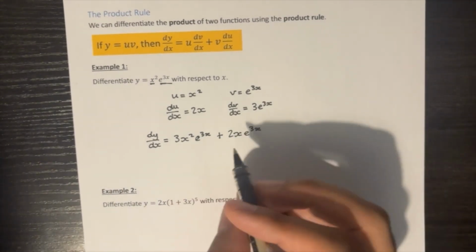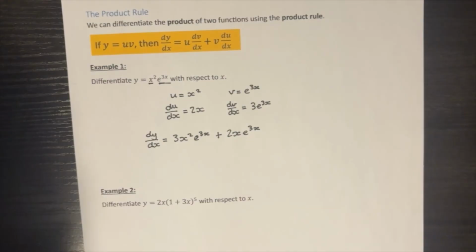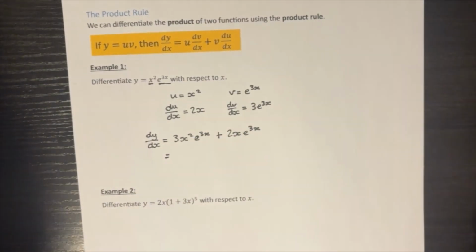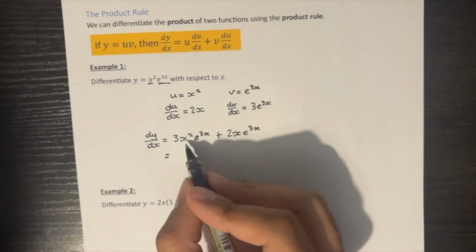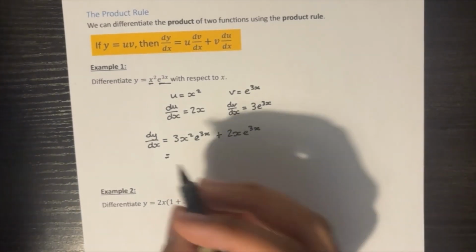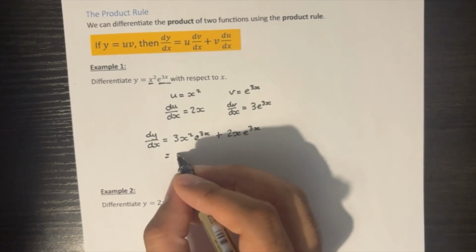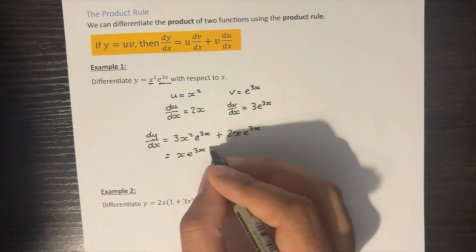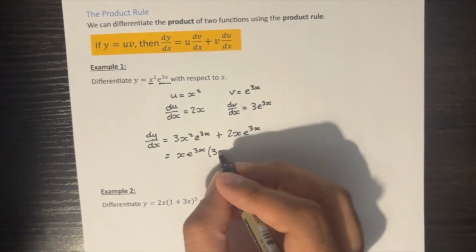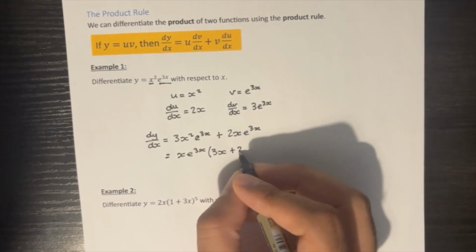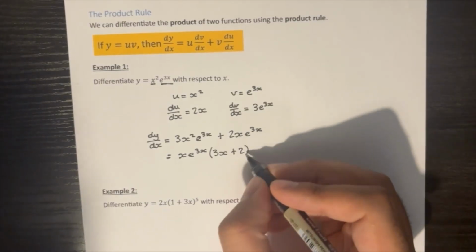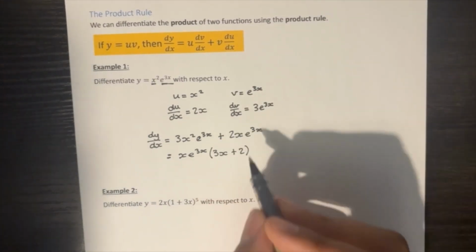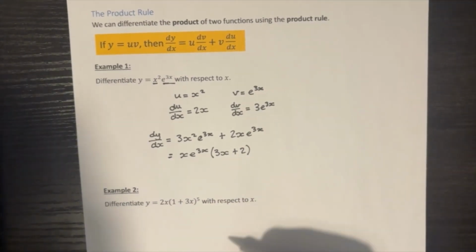We can spot that we do have some similar terms in both of those terms, so we're just going to factorize that. I've got x e to the 3x as a common factor, so x e to the 3x, lots of 3x plus 2. And either of these forms is correct, depending on how they ask you the question. Both of these are fine.